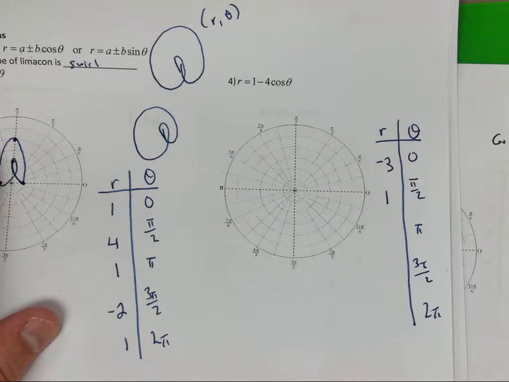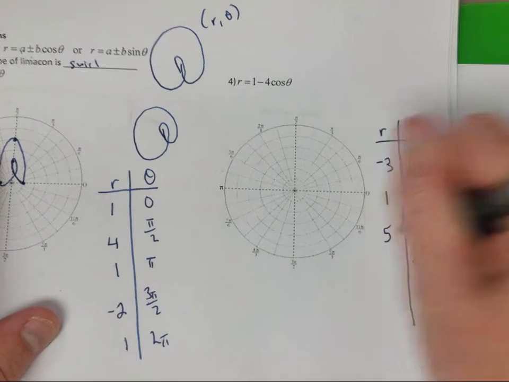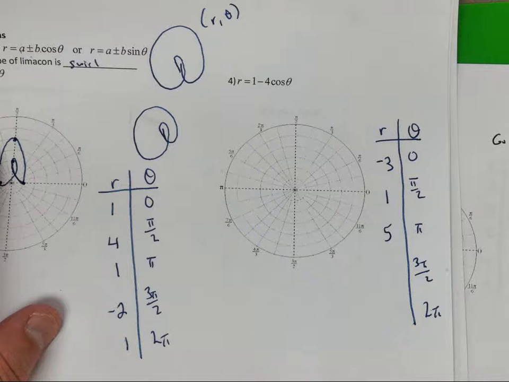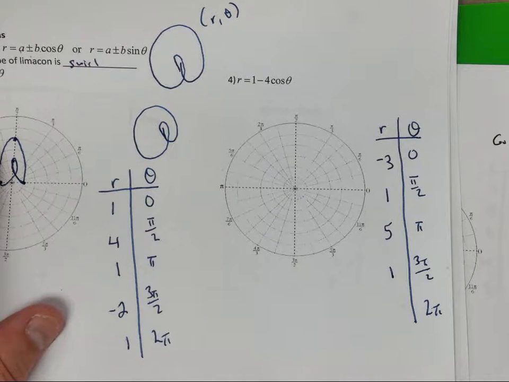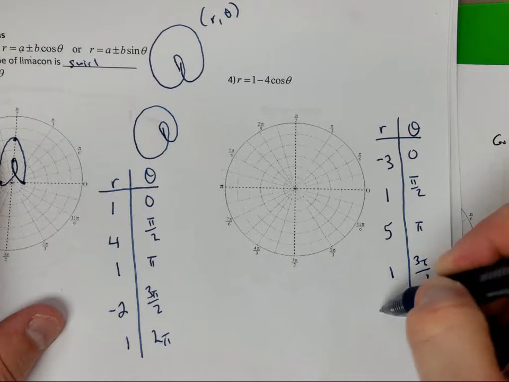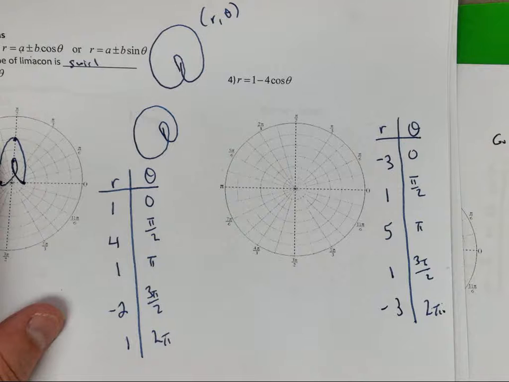Cosine of pi is negative 1. Negative 1 times negative 4 is 4. 4 plus 1 is 5. Cosine of 3 pi over 2 is 0. 0 times negative 4 is 0. And 1 gives you 1. 2 pi. Cosine of 2 pi is 1. 1 times negative 4 is negative 4. And 1 gives you negative 3. You're back to where you started from.